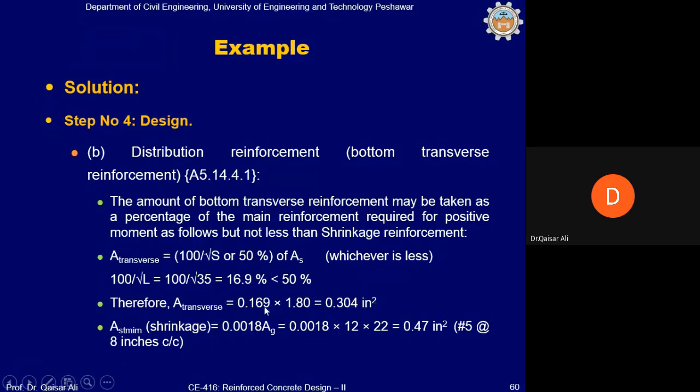And 0.169 of the main reinforcement. Main reinforcement is 1.8. So 0.169 multiplied by 1.8 gives us a value of 0.304 square inch. But then we should compare this value with the minimum reinforcement. And the minimum reinforcement is 0.47 square inch. So we'll use the minimum reinforcement as transverse bottom reinforcement, which will be placed at 18 inch center to center if we use number 5 bar.